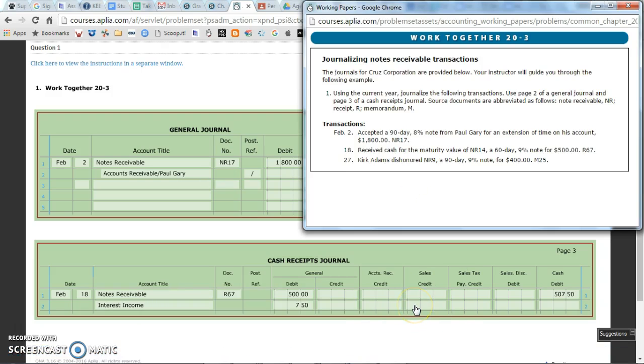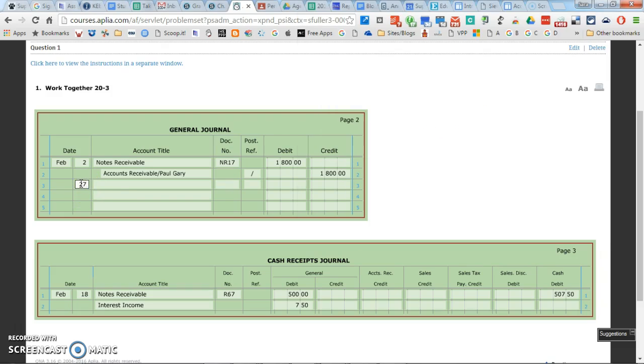And then our last transaction, February 27th, Kirk Adams dishonored, is in our 9, so that's just referring to the source document, which was a 90-day 9% note for $400, M25. So we're back in our general journal. Our date's the 27th. Our first account is going to be accounts receivable/Kirk Adams. Document number is M25. A slash on the post reference again.